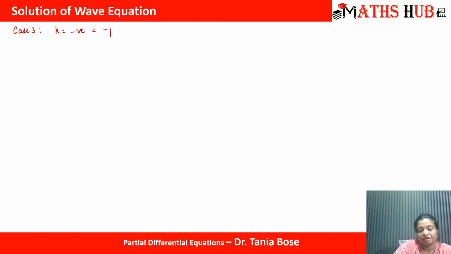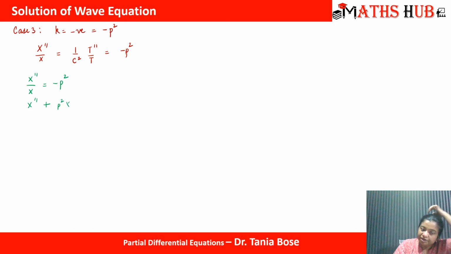So when k is negative, let us take k as minus b square, right? So our equation was x double dash by x is equal to 1 by c square t double dash by t, and now let's take it as minus b square, right? So from here, the first equation we get is x double dash by x is equal to minus b square. So the differential equation is x double dash plus b square x is equal to 0. So that leads to (D square plus b square) into x is equal to 0. So the auxiliary equation will be D square plus b square equal to 0.